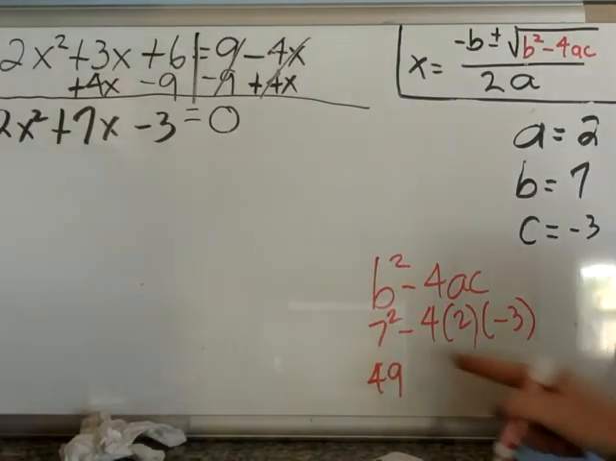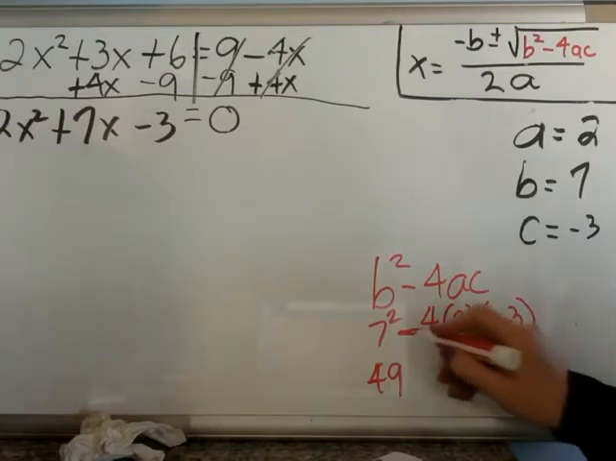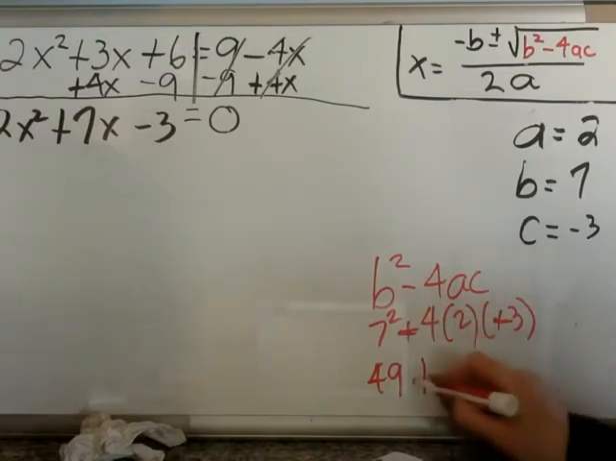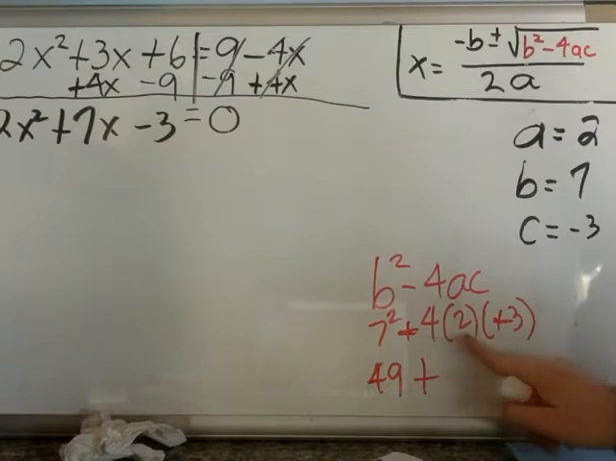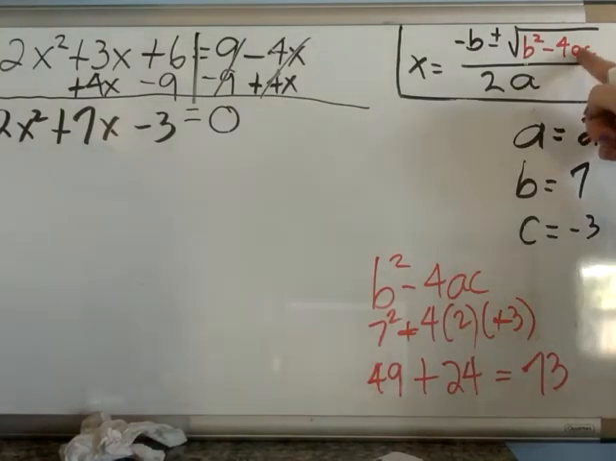And I can see that I'm going to add something to 49 because this negative and this negative, a pair, cancel each other out. And the number is 4 times 2 times 3, which is 8 times 3, or 24. So my discriminant is 73. So that's the number that goes under the radical sign.